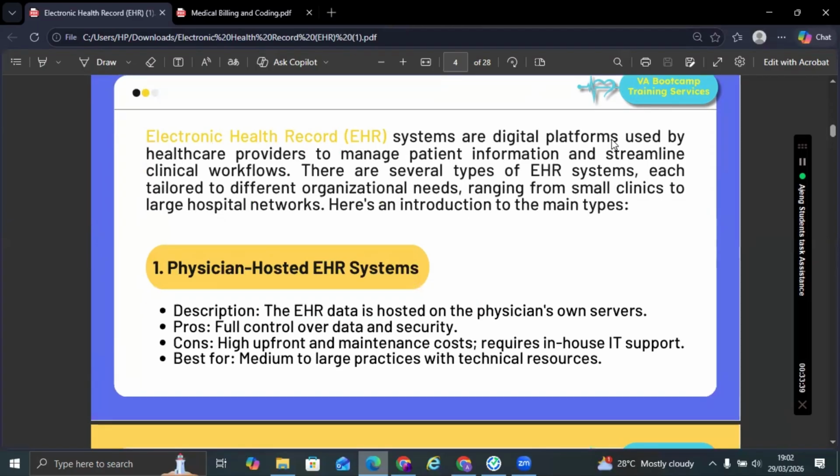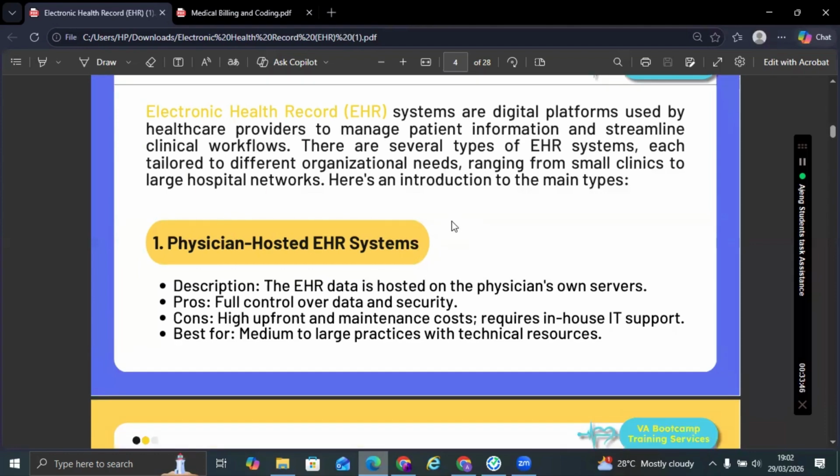Firstly, physician-hosted EHR system. Description of this topic: the EHR data is hosted on the physician-owned server. The pros is full control over data and security, and the cons is high upfront and maintenance costs, and it requires in-house IT support. And this is best for medium to large practices with technical resources.